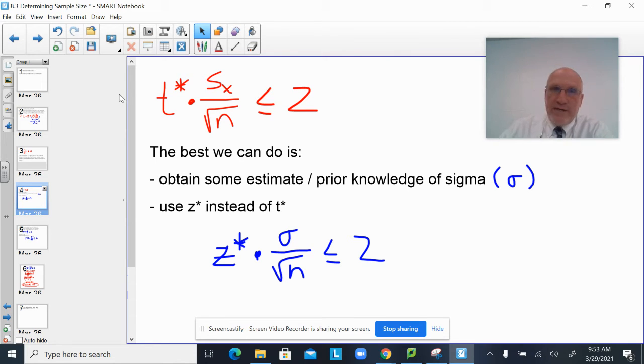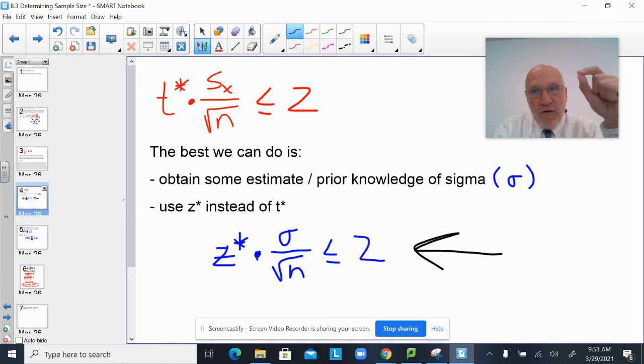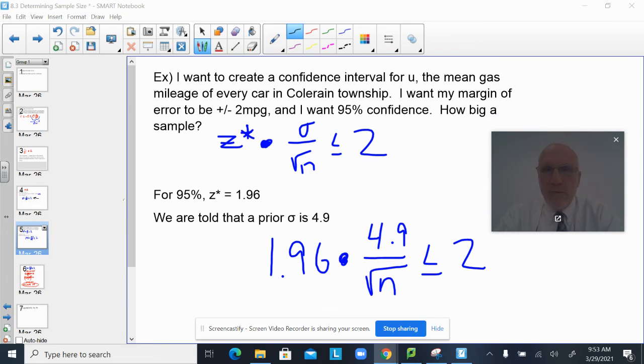So we're going to take this red inequality we want to solve, and we're going to replace it with this blue one, which is now kind of the best we can do. We know a z star number for 95%, and we're going to have to be given some sort of prior knowledge. So it's not ideal. There are more advanced statistical ways to get around this, but they're beyond the scope of this particular class. So having done that, now we can put in the right numbers and actually solve for n, which I'll do here in one example.